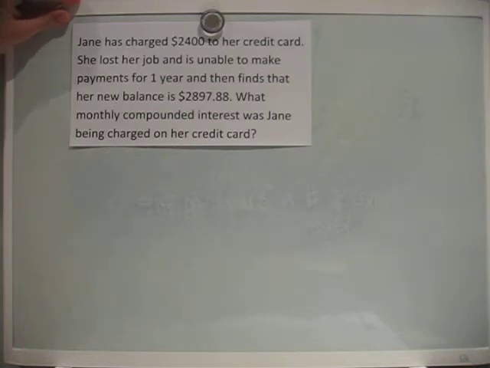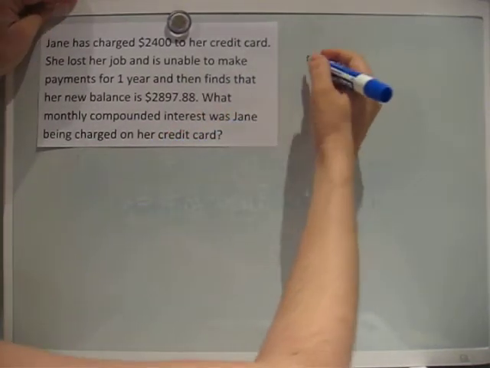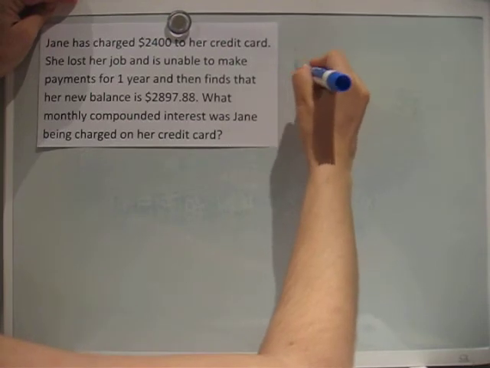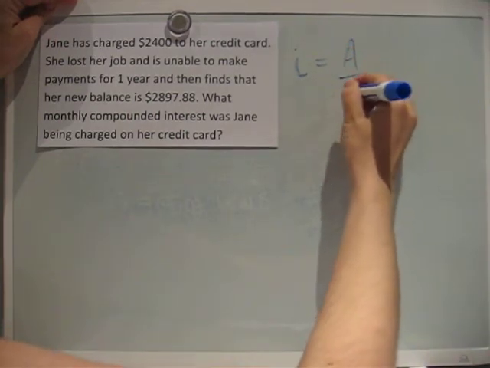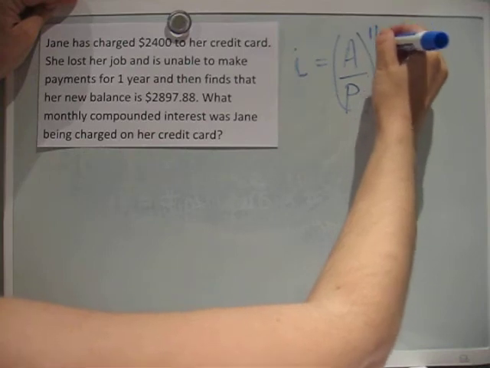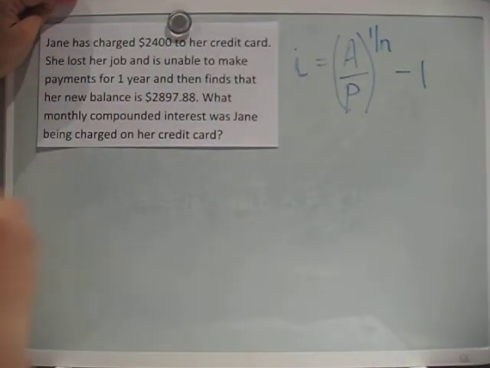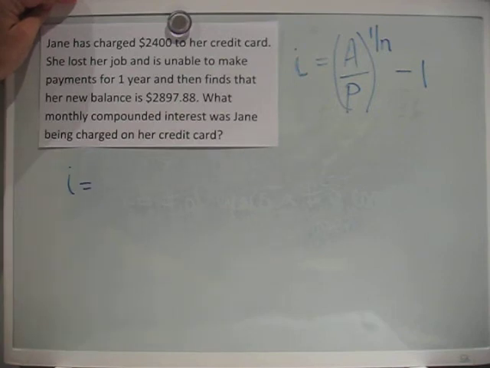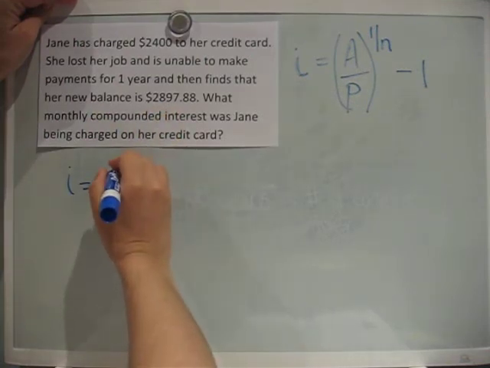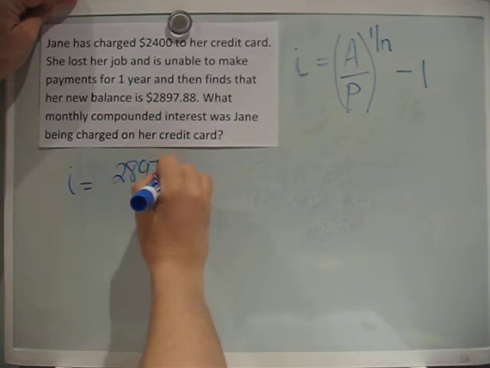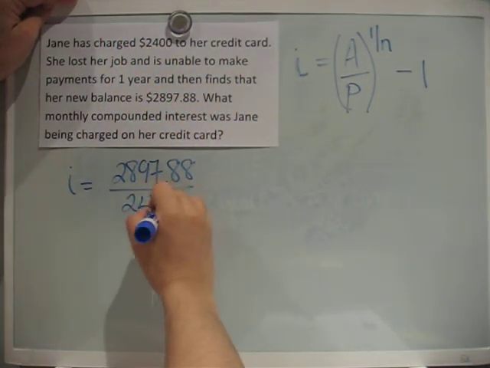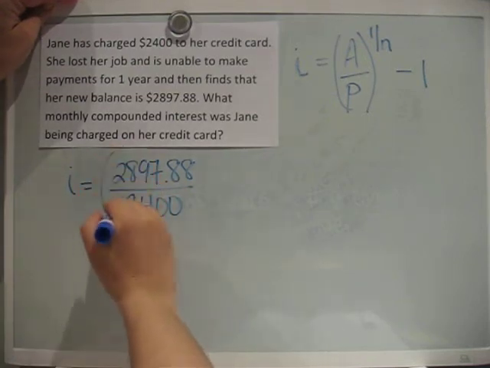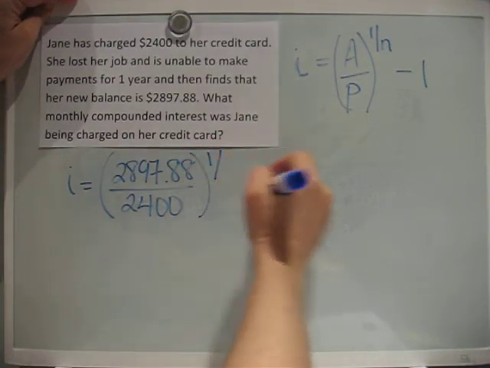So we know our general formula to find the interest rate. i equals (A over P) all to the exponent 1 over n, then subtract 1. So A is our future value. So 1 year later, this was her balance, $2,897.88. Her principal amount, she started off with $2,400 charged to her card, all to the exponent 1 divided by n.